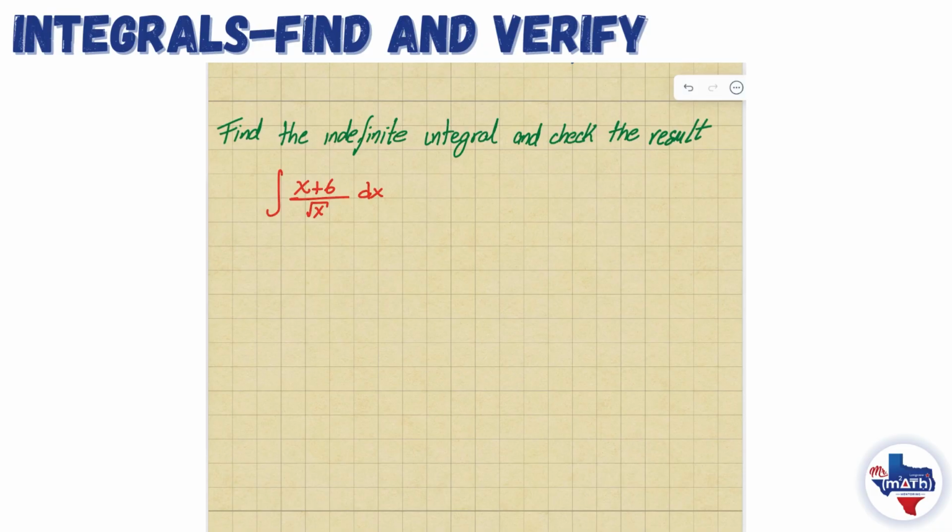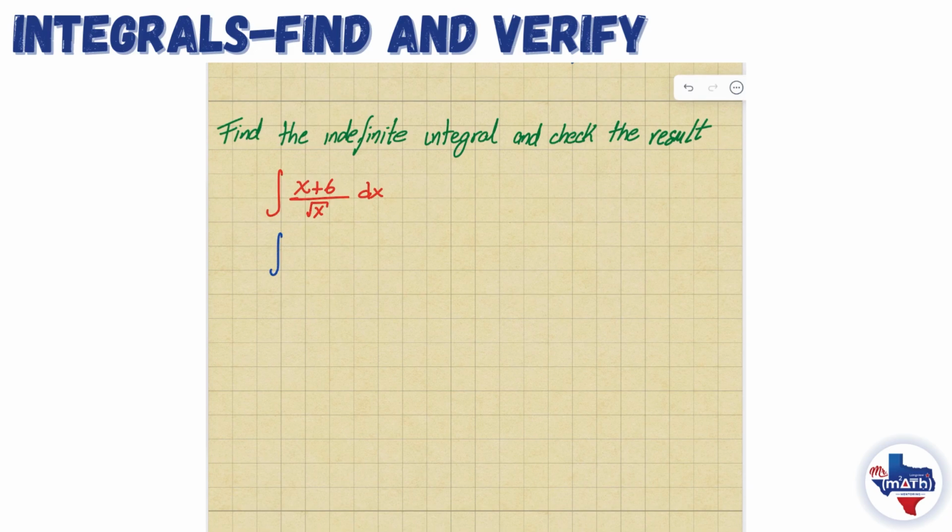Today we're finding the indefinite integral and we need to check the result, of course, by finding the derivative at the end. Okay, so we have a quotient here. We have a rational function, x plus 6 divided by the root of x dx. Let's remember that we don't have any rule for division or multiplication when we find integrals like we had with derivatives. So what we can do here is we could just separate into partial fractions.